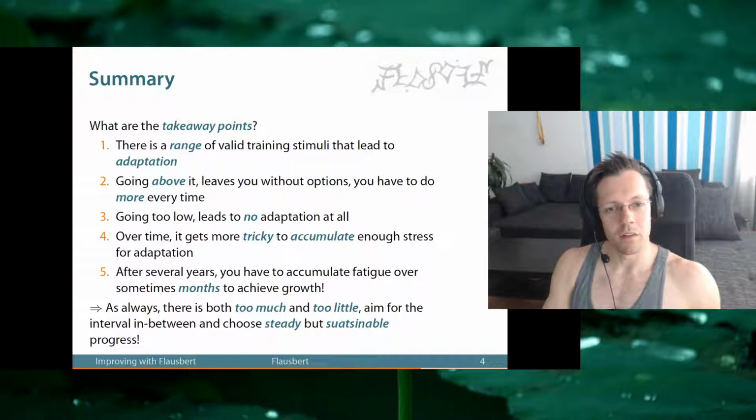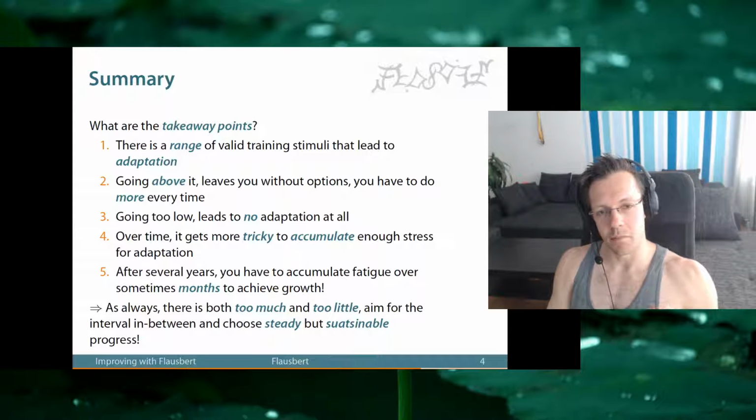Going too low, however, leads to no adaptation at all, since your body sees no need to grow any muscle, since the load is too light and it does not expect much higher loads to come. And over time it gets much more tricky to accumulate enough stress to invoke adaptation. You have to do more every time, just a little bit more every time. And that obviously gets harder over time, because the increments from 60 to 70 kilos aren't valid anymore, for example. So you have to train in a much higher rep range, do much higher tonnage, do different exercises or whatever. So you have to get creative.